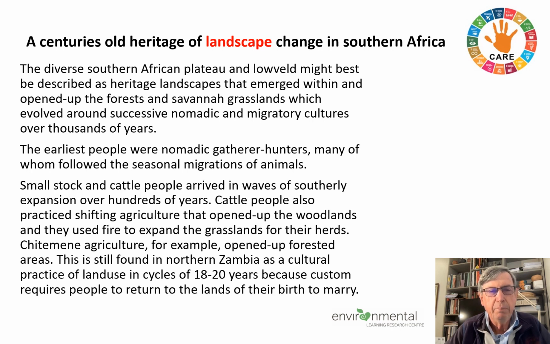Small stock and cattle people arrived in waves of southerly expansion that worked both ways, north and south, over hundreds of years. Cattle people also practiced shifting agriculture that opened up the woodlands, and they used fire to expand the grasslands for their herds. Chitumene agriculture today, for example, opened up forest areas in the past. This is still found in northern Zambia as a sustainable practice in cycles of 18 to 20 years because custom requires people to return to the lands of their birth to marry.